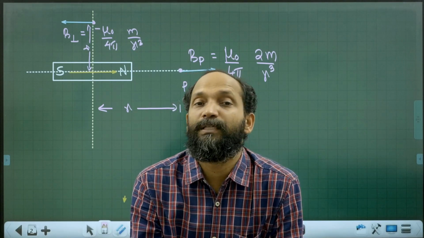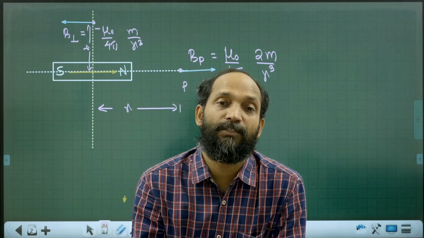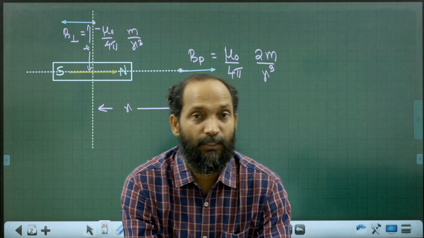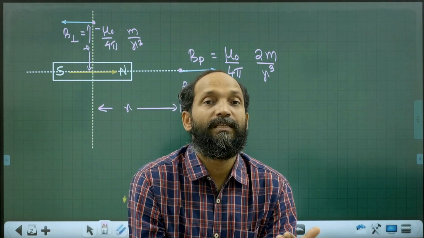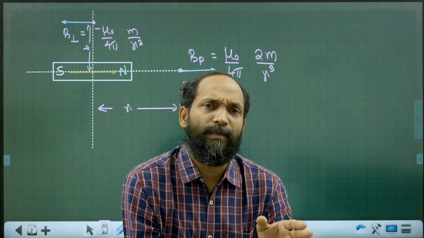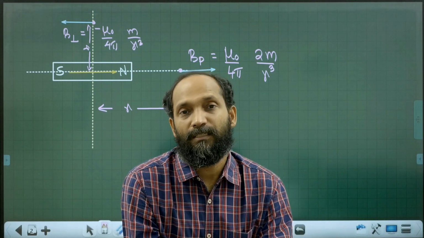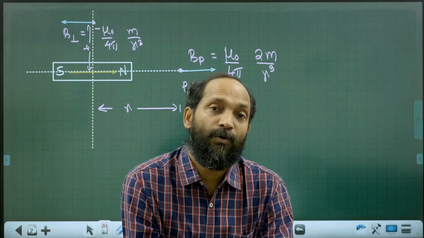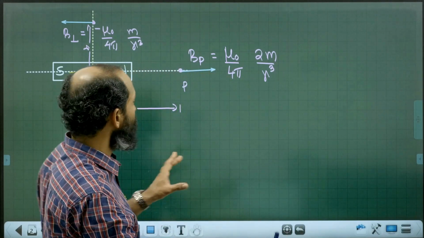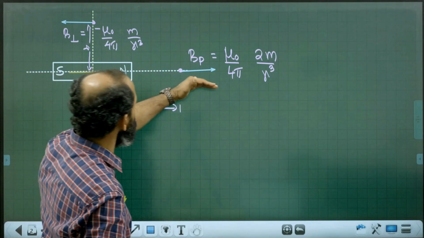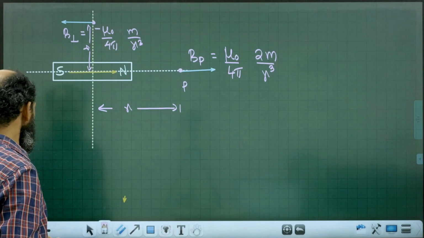Also, care should be taken: the direction of the magnetic field along the bisector line is opposite to the moment, at any point along the bisector. The field due to that short magnet is directed opposite to its moment. That's a very important concept. Okay, so that is the magnetic field along the axis as well as along the bisector.